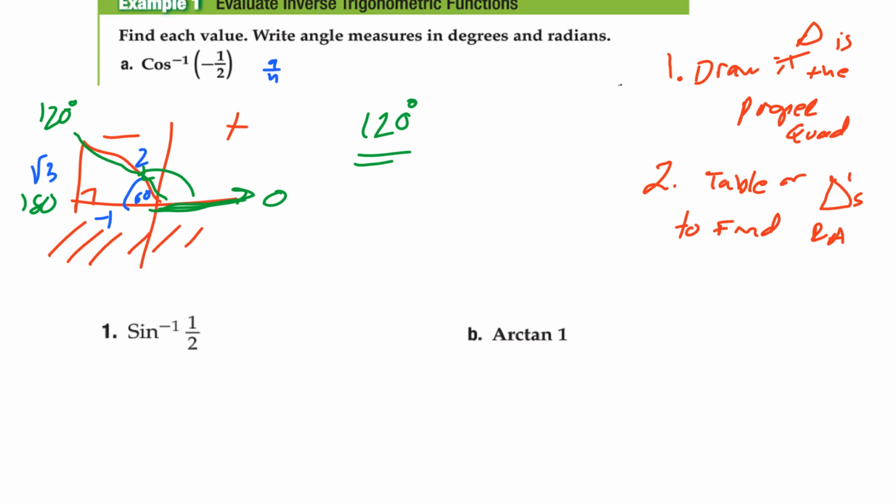Now that's in degrees. What if I want radians? Well, the key thing is 60 degrees. Remember, 60 degrees is pi over 3. And if I'm doing this, remember pi over 3, we're going to make this 3 over 3. So 1 less would be 2 pi over 3.